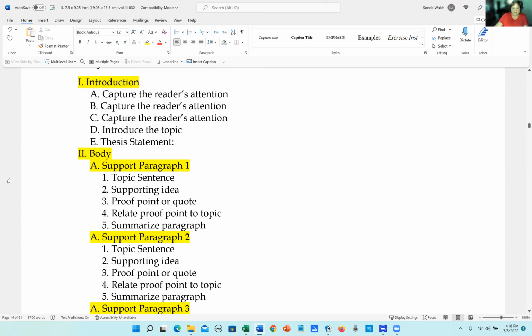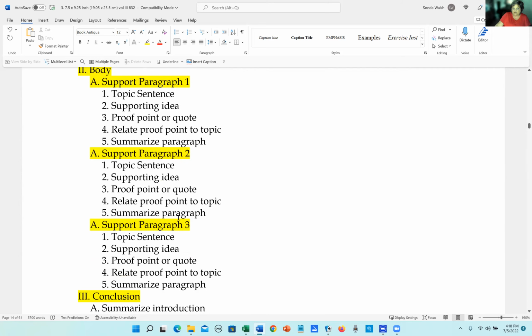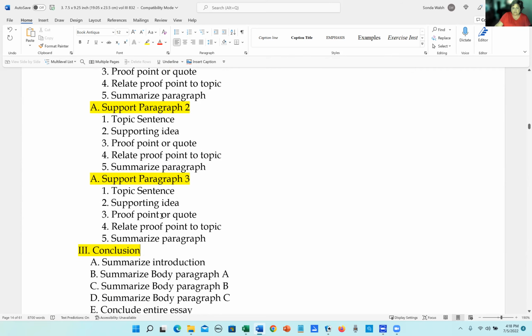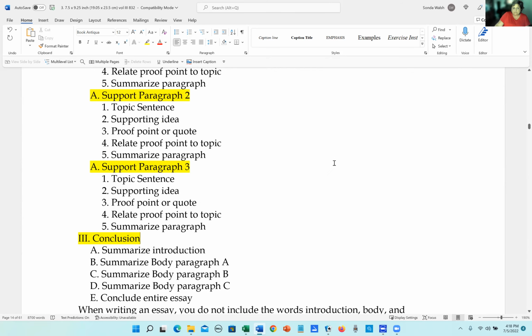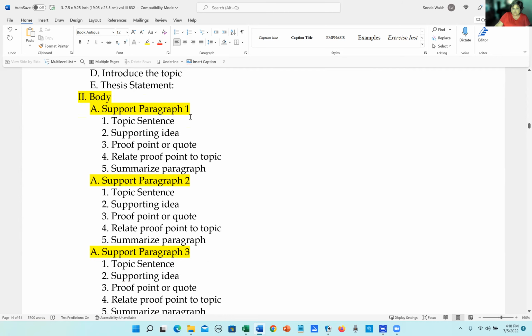And that's fun. Okay, the body has 3 paragraphs. In the first paragraph, you start with a topic sentence, then you support that idea, you prove it, you relate that proof point to the topic, and you summarize it. And you do that for each of the paragraphs. And don't stress out. This is so simple, it's not even funny. I taught this to my daughter in 2nd grade, and she did great. So you're going to do great. All right, so you repeat that process in the paragraphs 2 and 3 of the body.